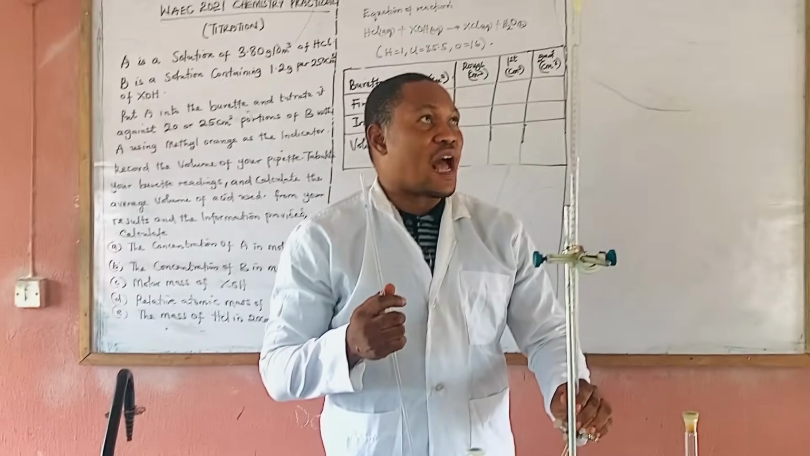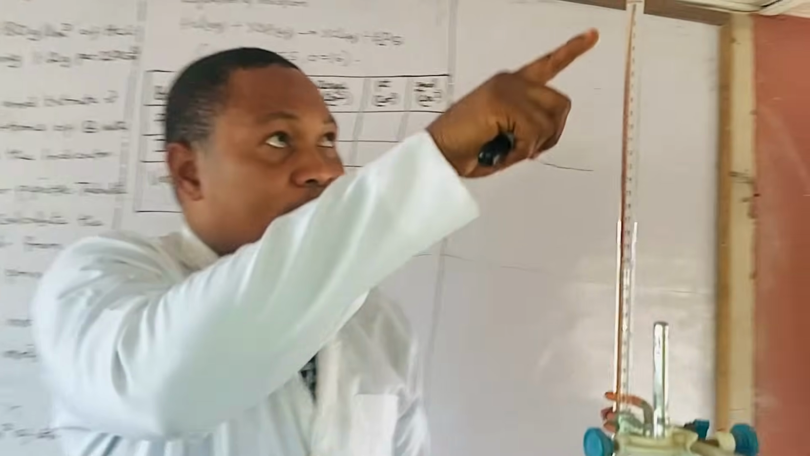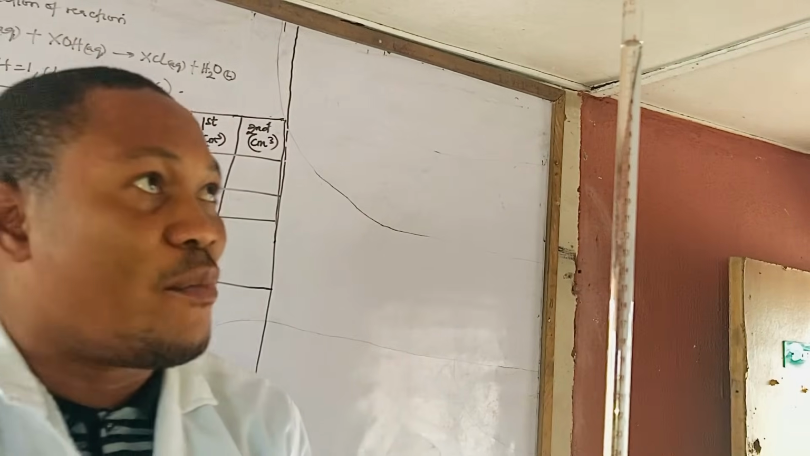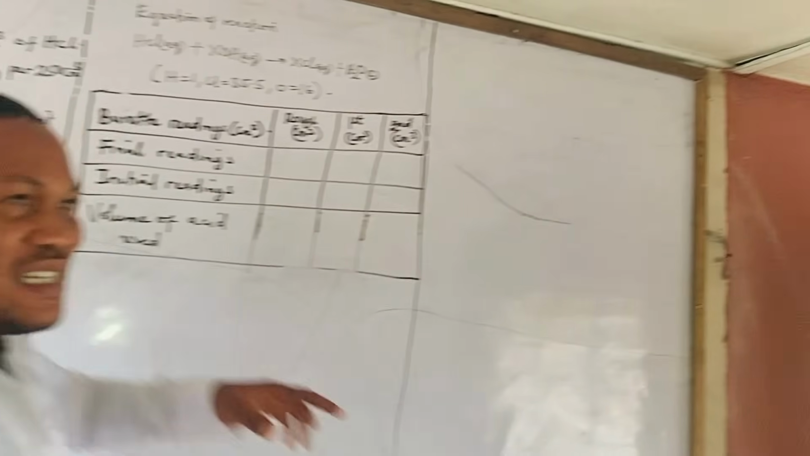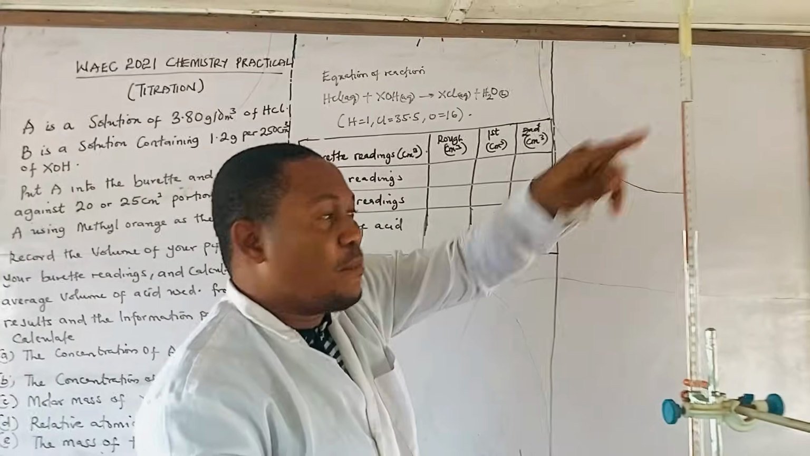Okay, now if you look at this, we have it on the 0.00 mark. This is on the 0.00 mark. That's my initial reading, the reading before we start titrating for the burette.